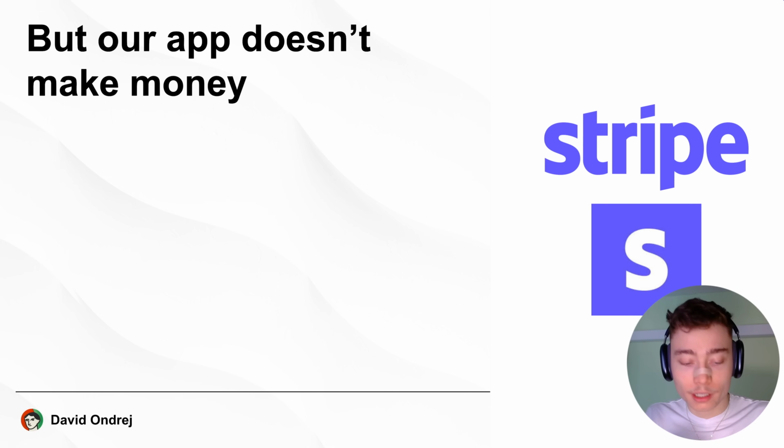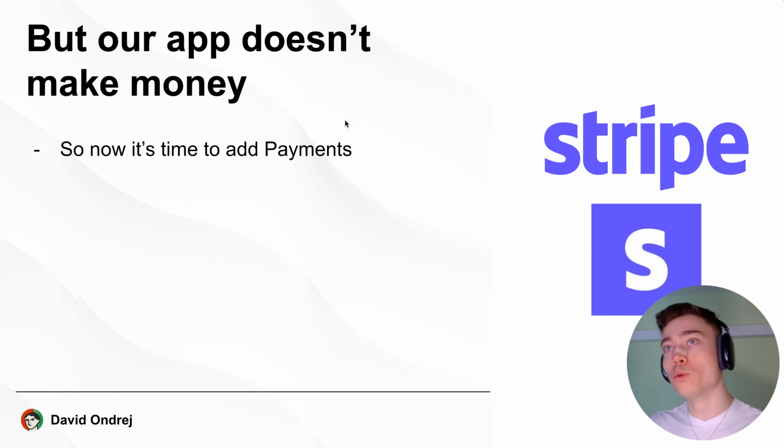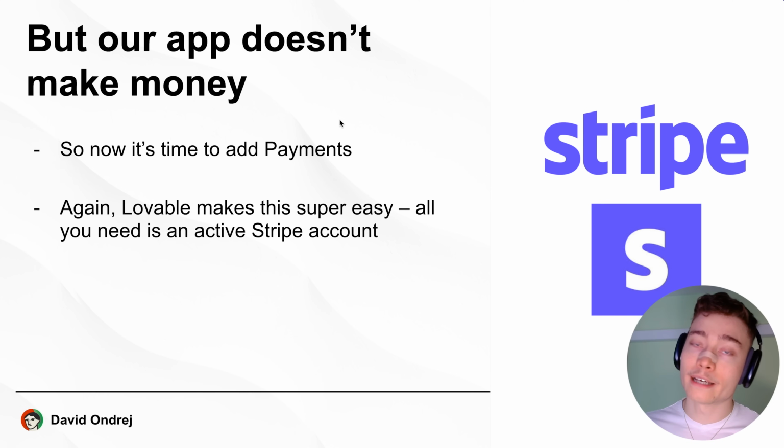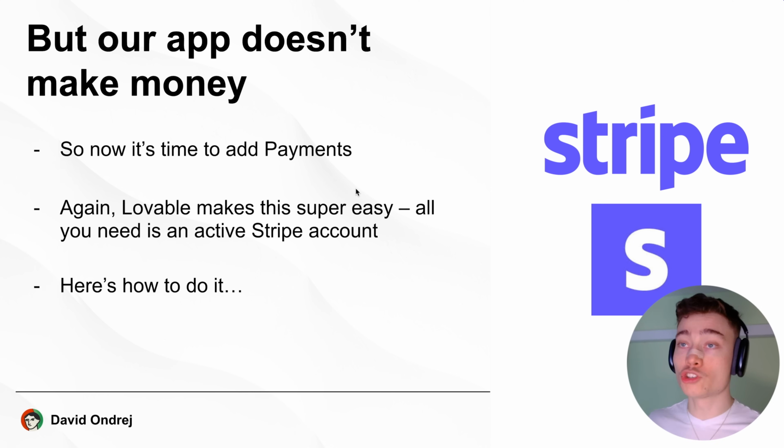We want to actually build an app that we can either sell to clients or we can just scale as a consumer app to thousands of users. So we need to connect payments. So now it's time to add payments. Again, Lovable makes this super easy. All you need is an active Stripe account. So here is how to do it.